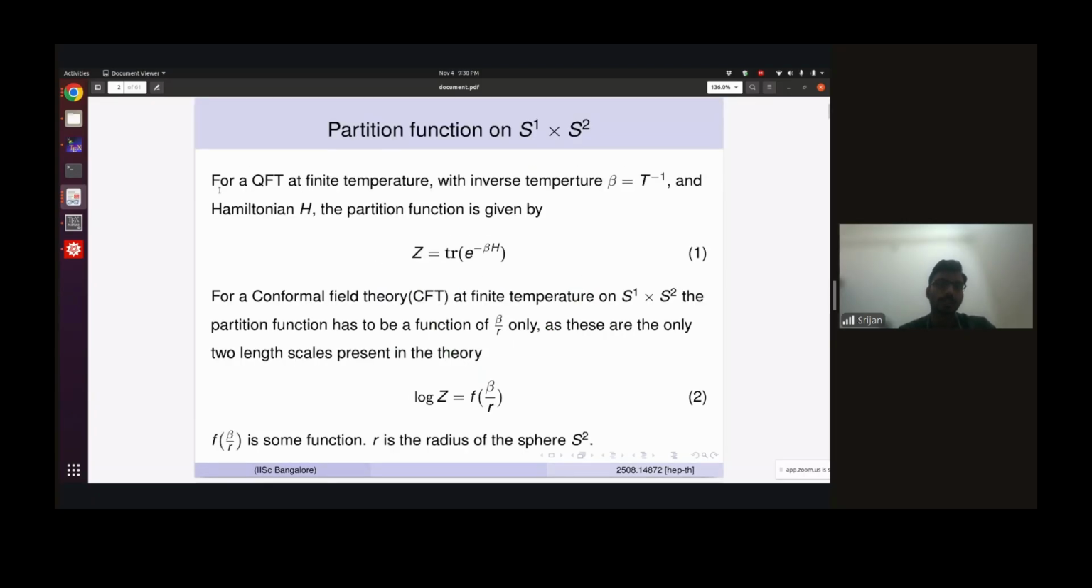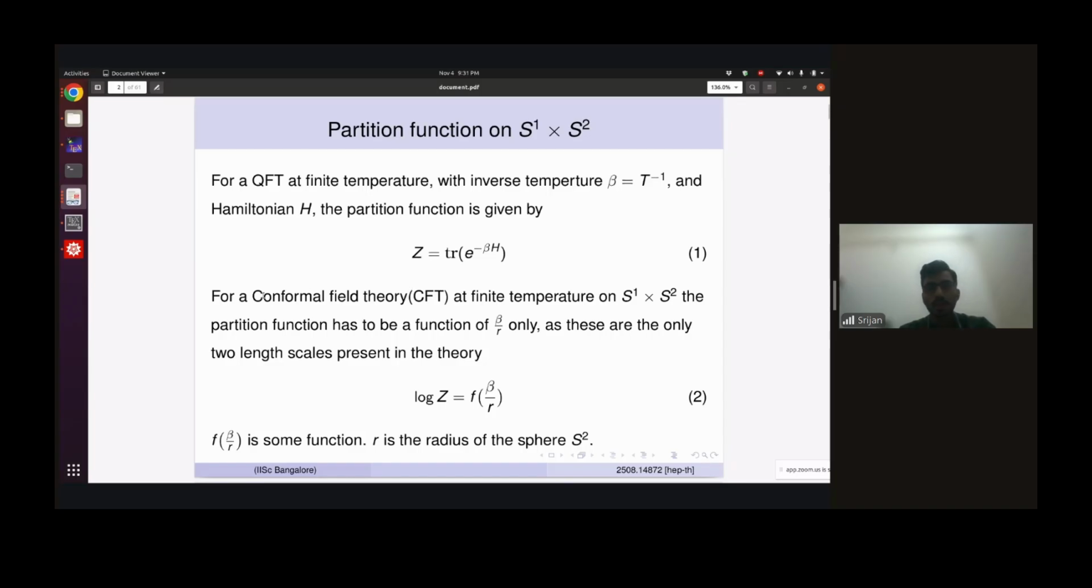If we consider a QFT at finite temperature, first one has to talk about the partition function, right? That is the most basic object. That should be given by the trace of e to the power minus beta H, where beta is the inverse temperature and H is the Hamiltonian in this QFT.